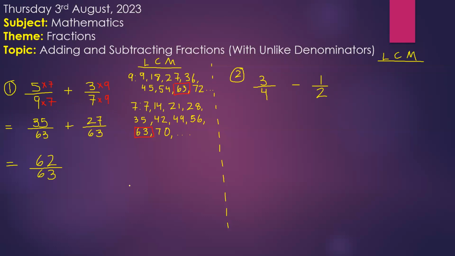Come on. Lowest terms. It's not called lowest terms. It's called lowest common multiple. Very good. The lowest common multiple of what? 4 and 2. List the multiples of 4 for me, please.